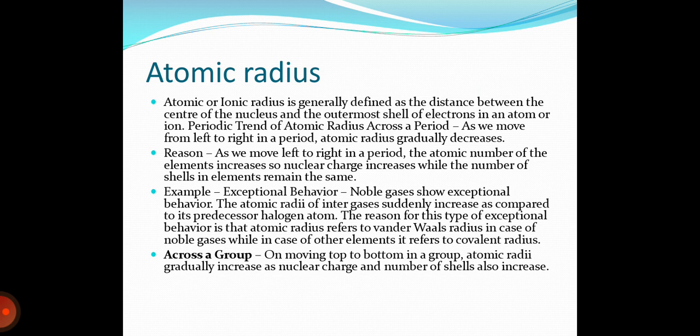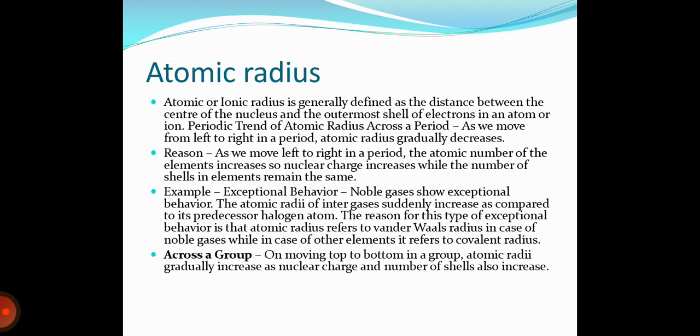Atomic radius or ionic radius is generally defined as the distance between the center of the nucleus and the outermost shell of electrons in an atom or an ion. The periodic trend of atomic radius across a period: as we move from left to right in a period, atomic radius gradually decreases. Reason: as we move left to right in a period, the atomic number of the element increases, so nuclear charge increases, while the number of shells in the element remains the same.